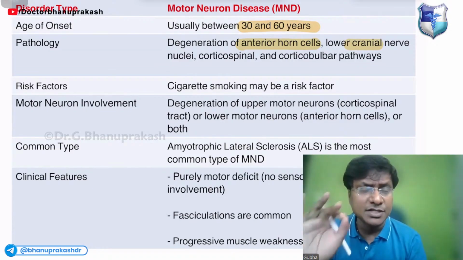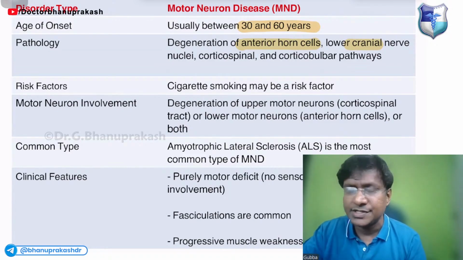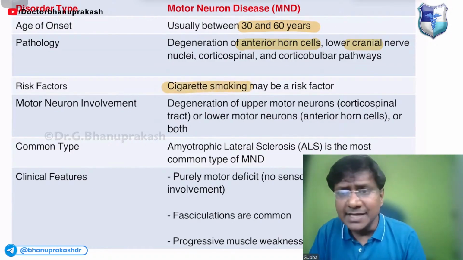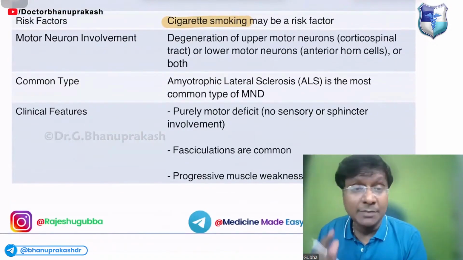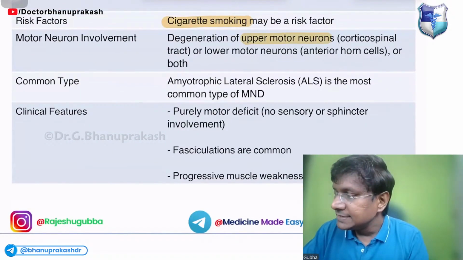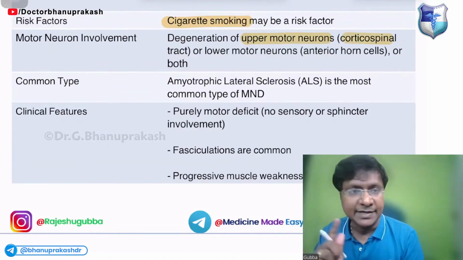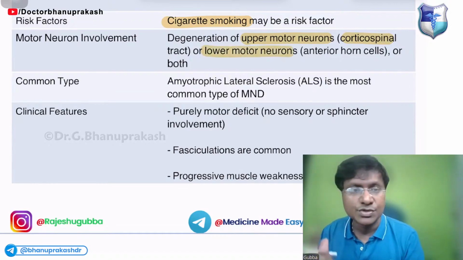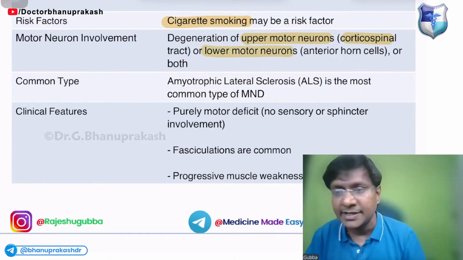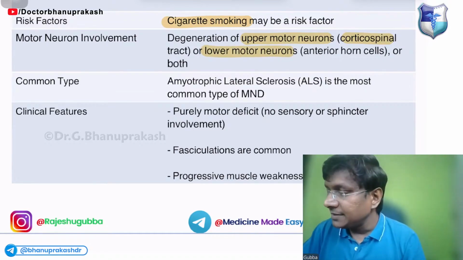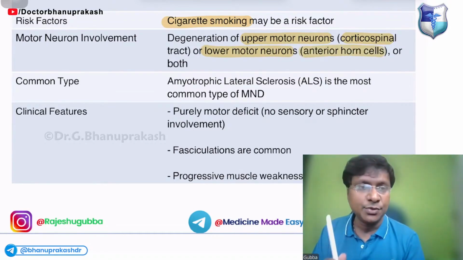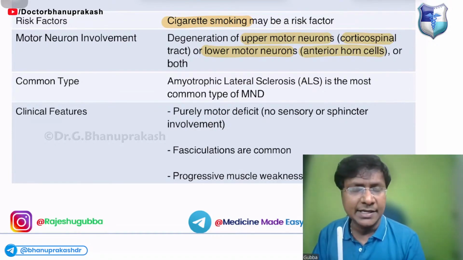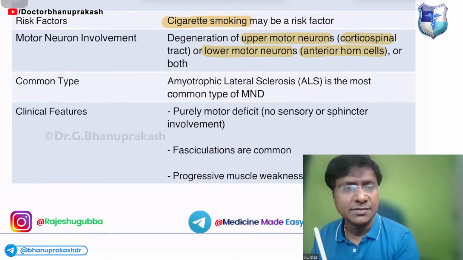And what is the important risk factor for the development of this motor neuron disease? That will be smoking. Very, very important, cigarette smoking. And these patients with involvement of the upper motor neurons, that include corticospinal tract involvement, will be there. And what are the structures of the lower motor neuron that get affected in case of motor neuron disease? That will be the anterior horn cell. Upper motor neuron, either corticospinal tract or corticobulbar tract. Lower motor neuron, either anterior horn cell or it can be even the cranial nerves as well.